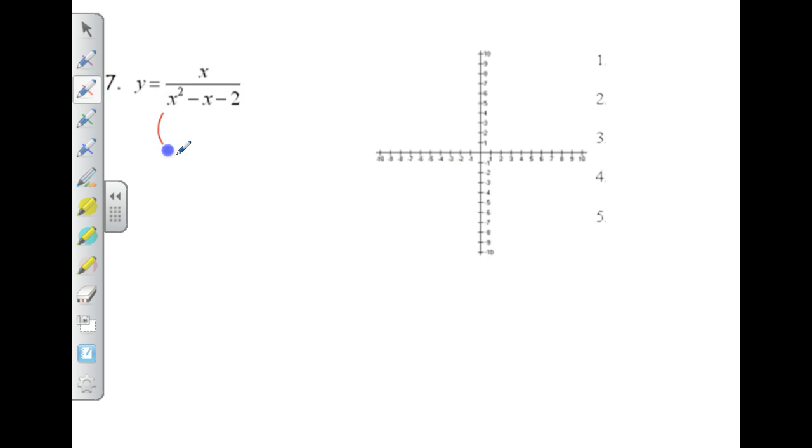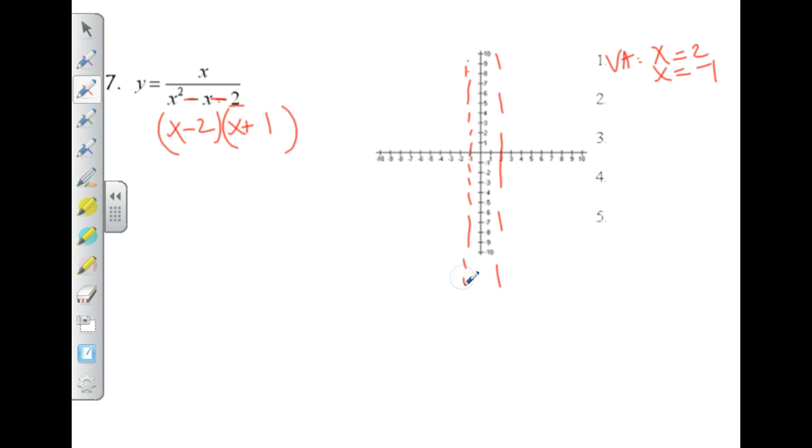Nice. So number 7, let's factor this thing. Factors of 2 that differ by 1 are 2 and 1. Signs are different. The larger is negative. So I got 2 vertical asymptotes: x equals 2 and x equals -1. Kind of missed my -1. I'll be a little bit more accurate.